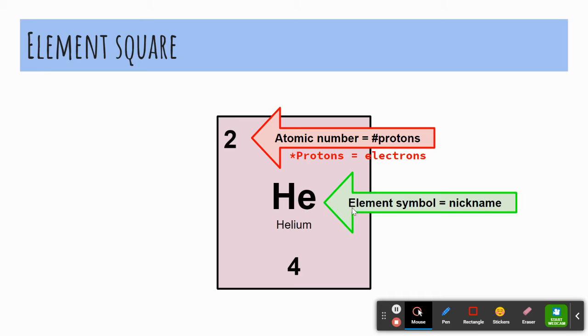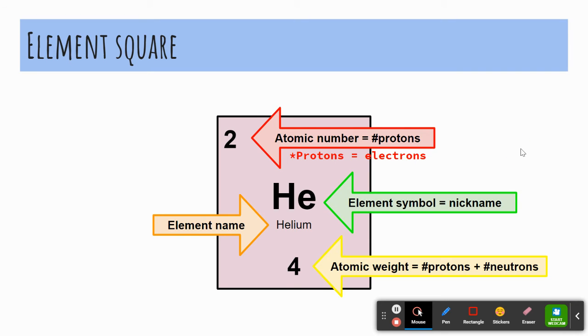All right, next here is our element symbol or chemical symbol, which is kind of like a nickname for the element. So for helium, it's He. And then the element name is helium. And then down here at the bottom is our atomic weight. And what the atomic weight is, is the number of protons plus the neutrons. So here you have to do a little bit of math.